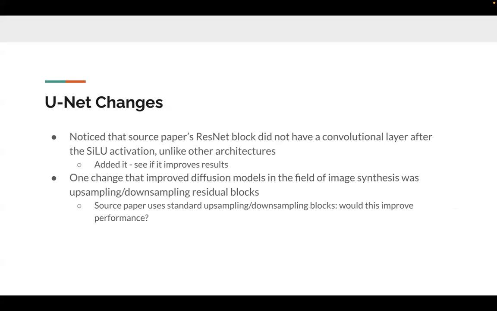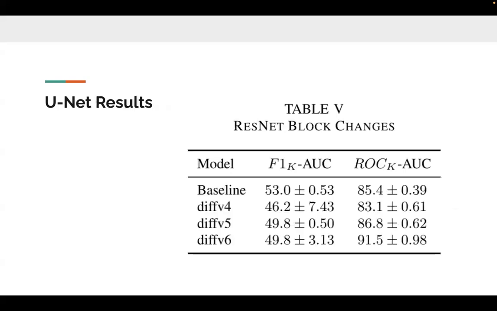As well as that, I also tried to use residual blocks for upsampling and downsampling between resolutions in the U-Net architecture. So you can see my results here. The baseline is the baseline as presented by the original authors. Diffie4 is simply adding the convolutional layer in the ResNet blocks. You can see it actually degraded performance.